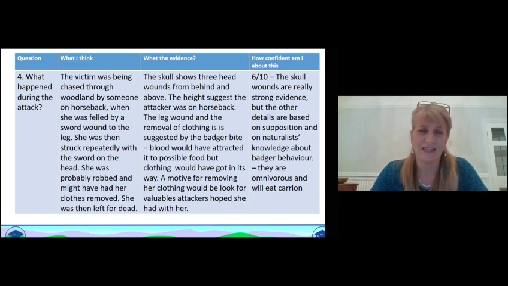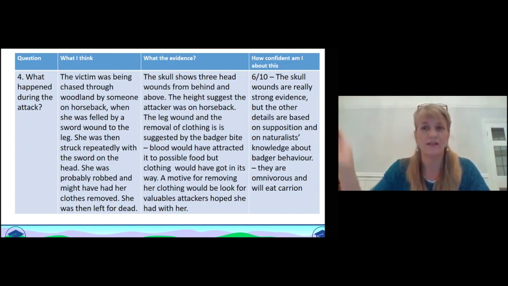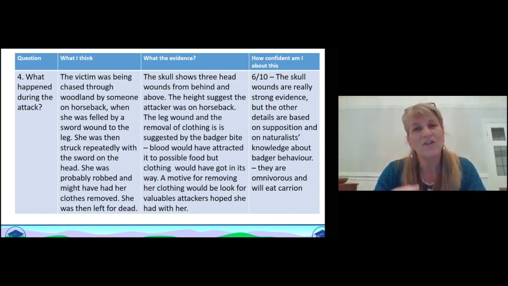So what's the evidence? This sounds very detailed perhaps. Well, the skull shows the 3 head wounds and shows they came from behind and above. The angle, the height, the fact it's from above is what suggests the attacker was on horseback. It would be very difficult for them to be moving fast and still be at height if they weren't on a horse. The leg wound and the removal of clothing is suggested by the badger bite.